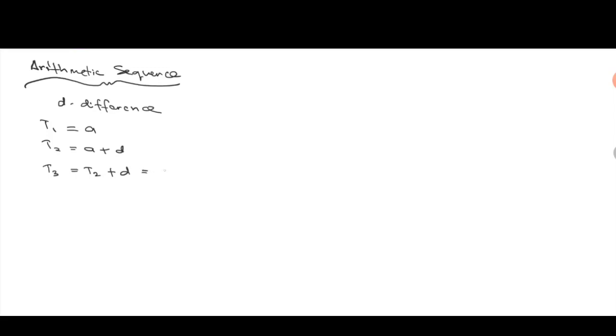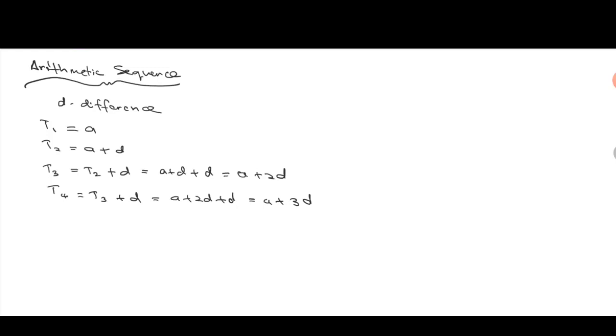That is A plus D plus D, equal to A plus 2D. The fourth term is equal to the third term plus D, which is equal to A plus 2D plus D, equal to A plus 3D.